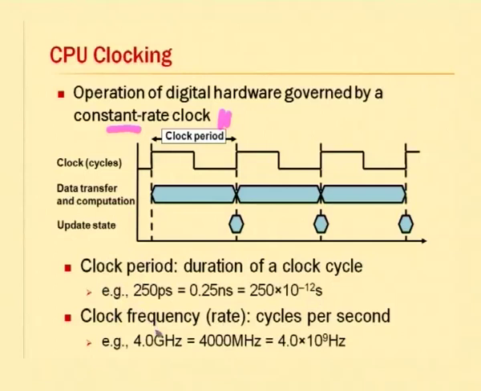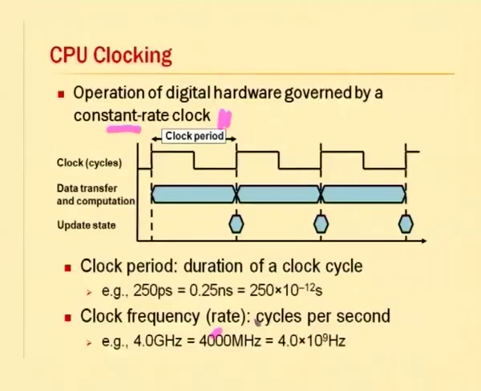1 over the period will be the clock frequency, or we refer to it as the clock rate. This gives us the number of cycles per second. For instance, if I say 4 gigahertz, it means I'm talking about 4000 megahertz, or 4.0 times 10 to the power 9 hertz. These are just two examples of what we mean by clock frequency and clock period. You must be familiar with these two terms, but this is just to remind ourselves.